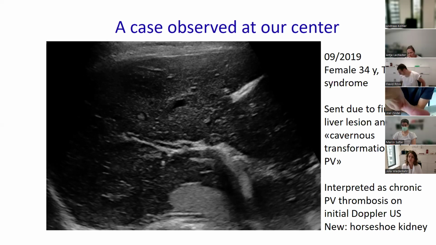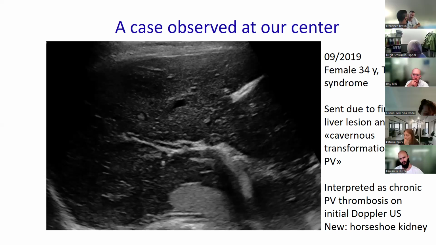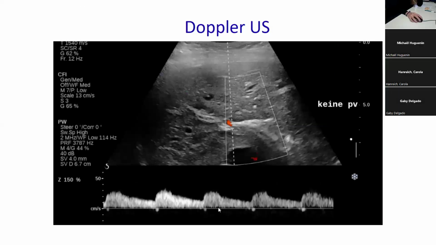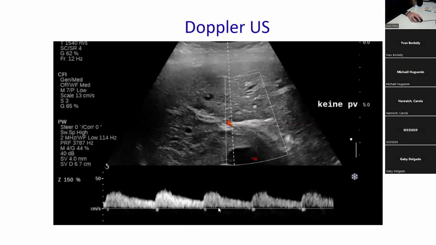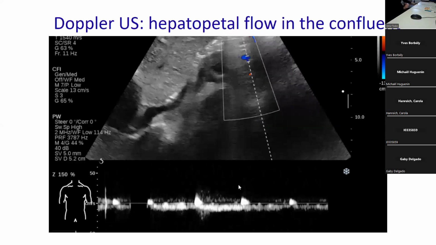However, we said there is not really a cavernoma. The portal vein is thrombosed and chronically fibrotic, but no cavernoma. Plus, in our ultrasound, we diagnosed a horseshoe kidney, so another malformation. The liver was normal, so no fibrosis, no portal hypertension, the spleen was normal. In the Doppler ultrasound, no sign at all of portal venous flow. The confluence was open, and we saw in the other vessels a sort of hepatopetal flow, so in the direction of the liver, but no portal vein at all.